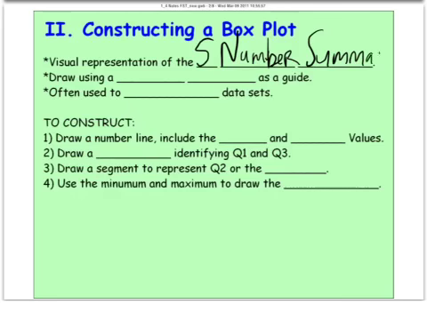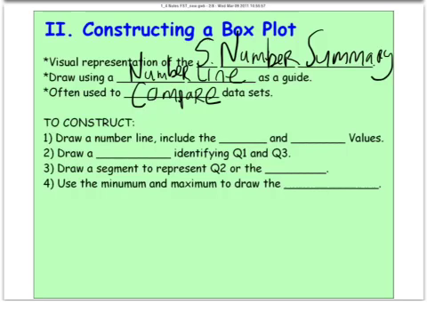Now, to draw a box plot, you draw using a number line as a guide, which we did on that last slide. And it's often used to compare data sets. We use box plots. Typically, we like to have 2 box plots next to each other so we can compare 2 different data sets. That's the best part to do it. How do you go about doing it?